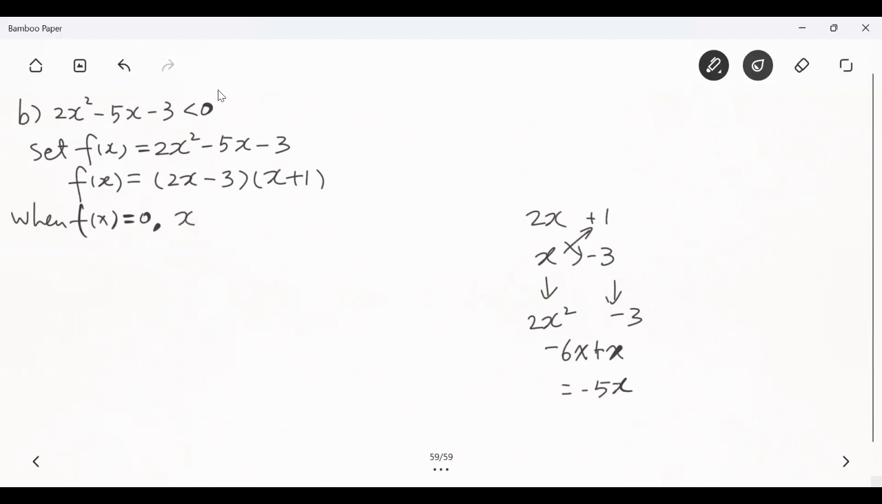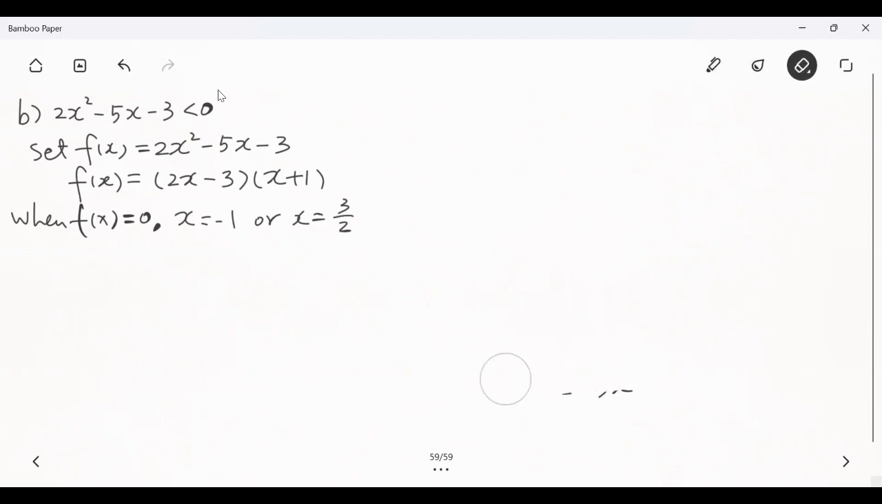Here, write down in order, okay? This x equals negative 1 or x equals 3 over 2. This is 1.5, right? And then we can use a number line to show the solution.